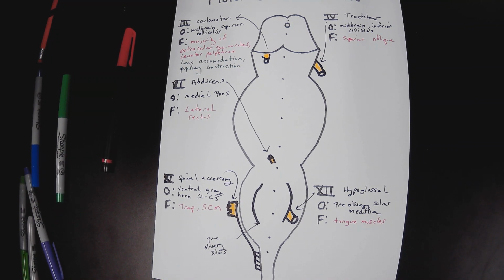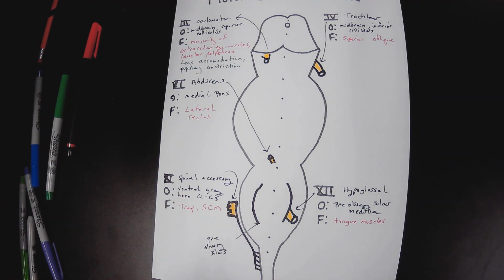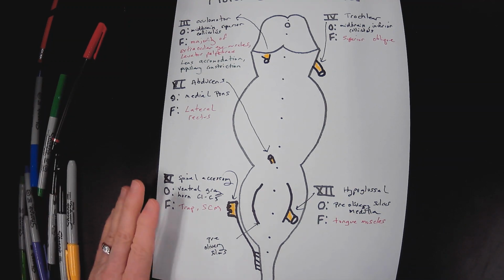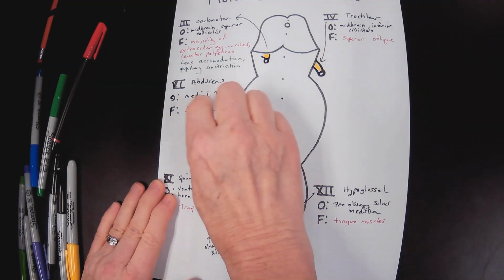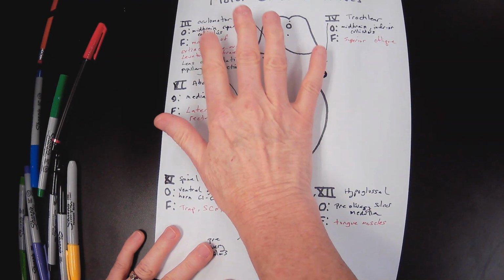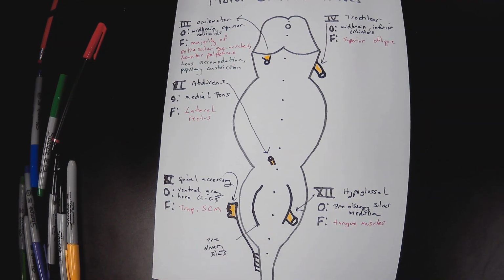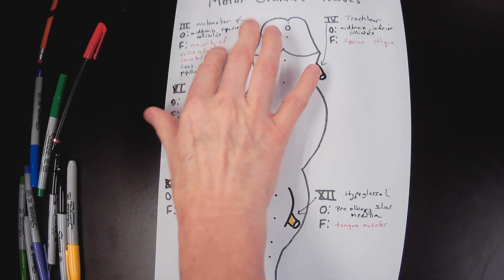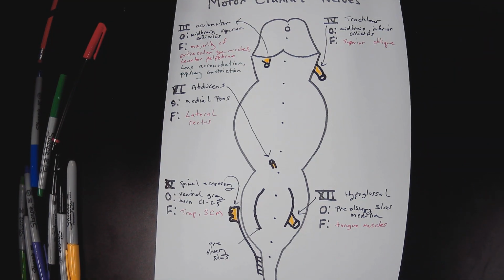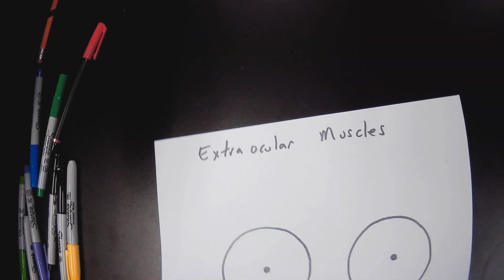Got it? Let's talk about, a lot of these are eye muscle. You have oculomotor, you have trochlear, and you have abducens. And like I said before, the majority of your extraocular muscles are going to be innervated by cranial nerve number 3.